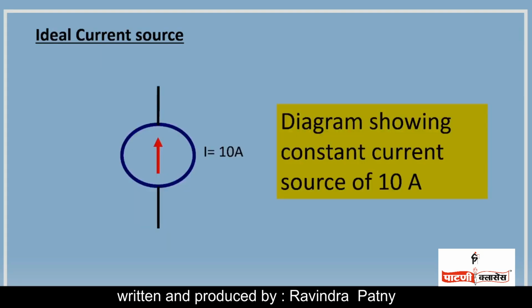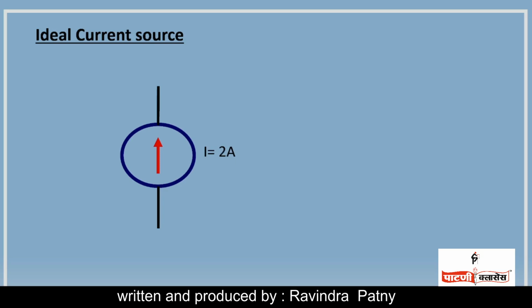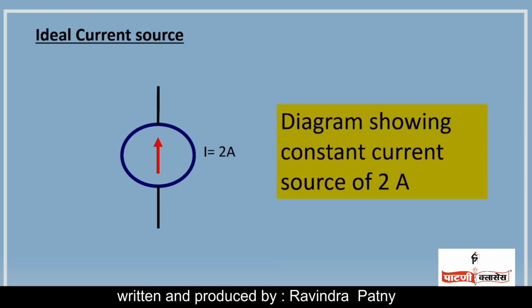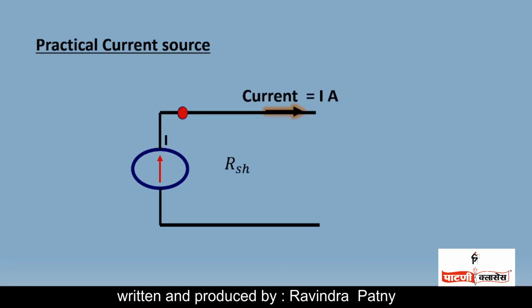Diagram showing constant current source of 10 amperes. Diagram showing the constant current source of 2 amperes. A practical current source has a shunt resistance and a resistor across which we want to measure the amount of current flowing.